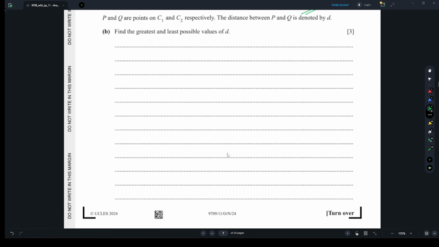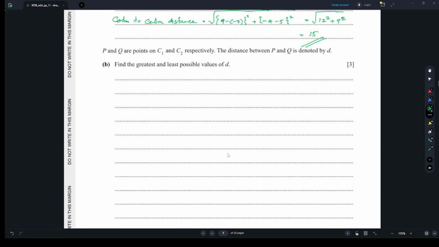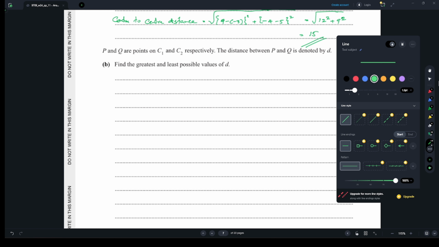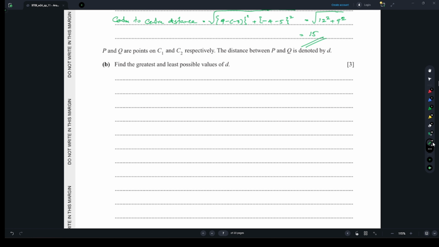So now the next one. P and Q are points on C1 and C2 respectively. The distance between P and Q is denoted by D. Find the greatest and the least possible values. Okay, this is an interesting part. Let me see whether I can draw a circle.